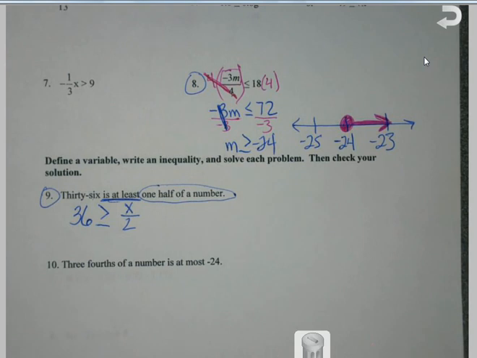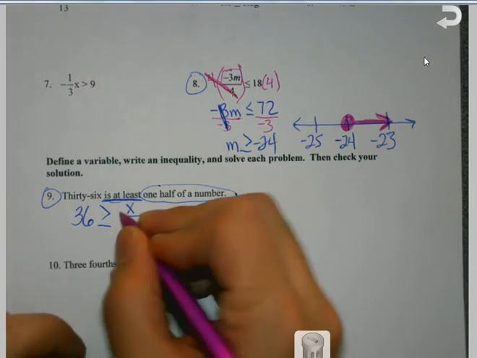What would be my one step once I get it set up to get x by itself? What's my opposite of dividing by -2? Multiply.